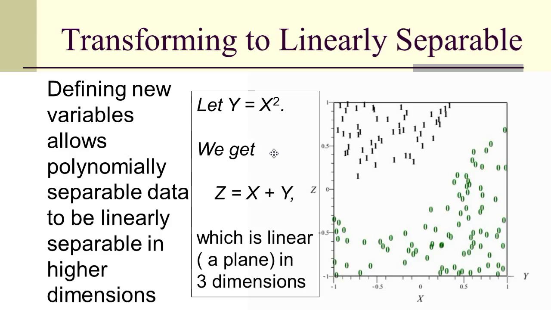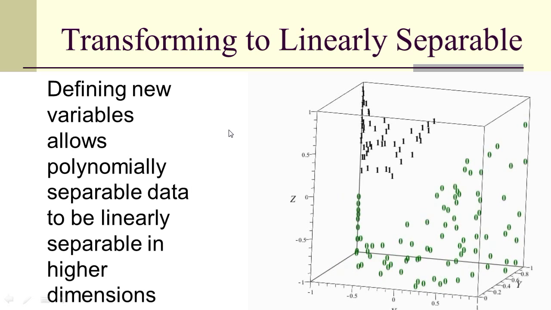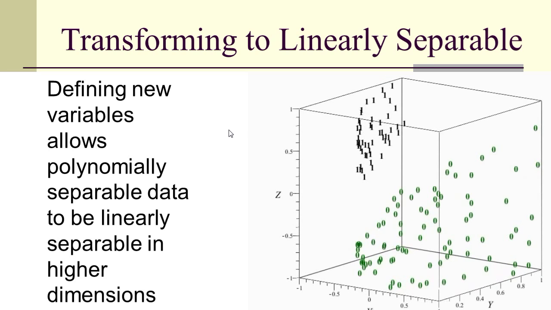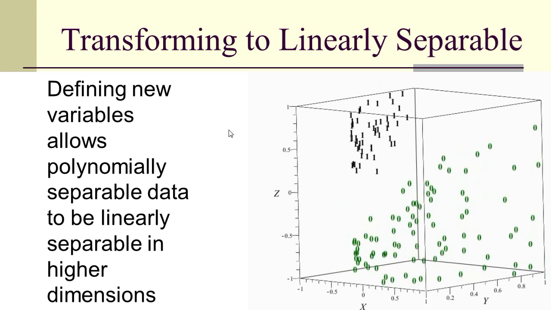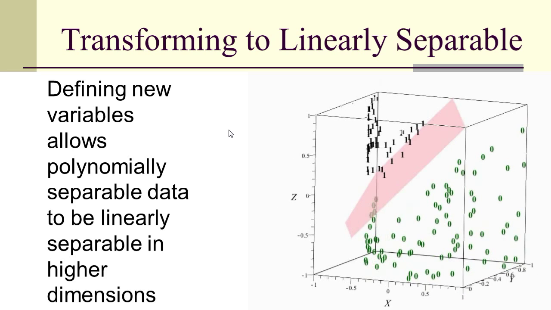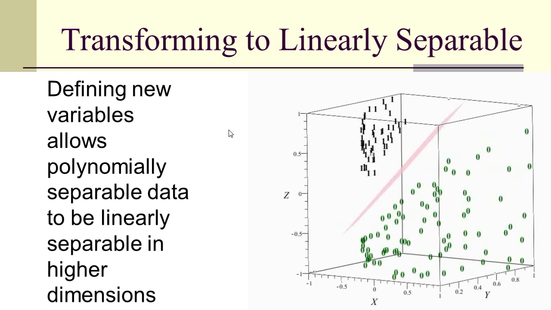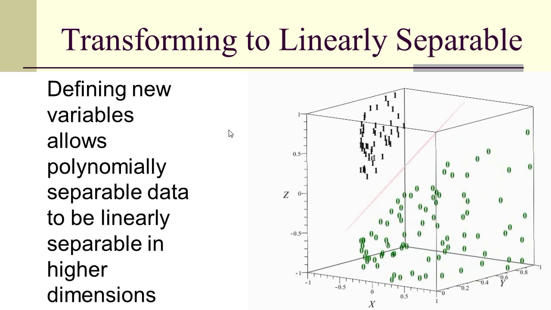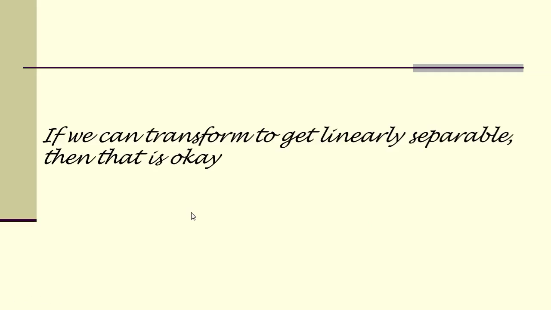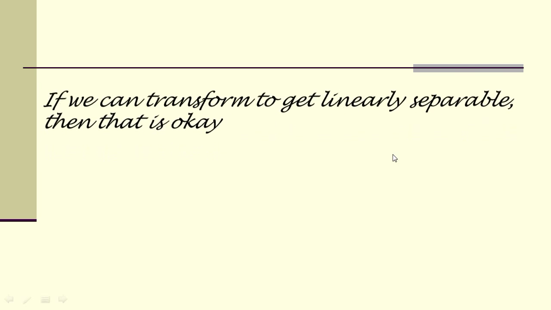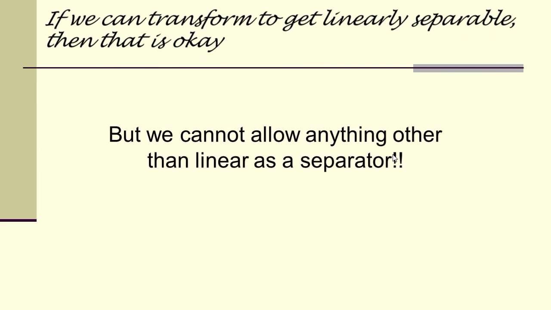We can now think of each of these points not in the zx plane, but in the xyz space. You can see here. Then clearly the polynomial separation becomes linear separation because I can put a plane in the xyz coordinate system between class 0 and class 1. So if we can transform and achieve linear separability, then we'll accept that, but we cannot allow anything other than linear as a separator.